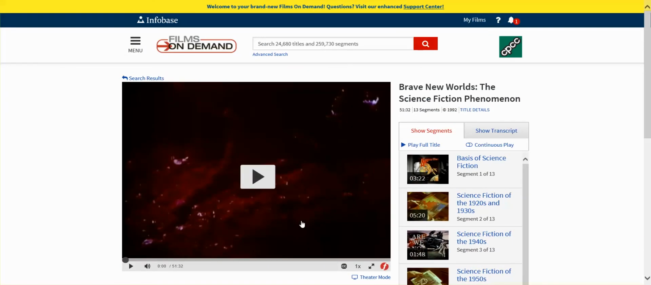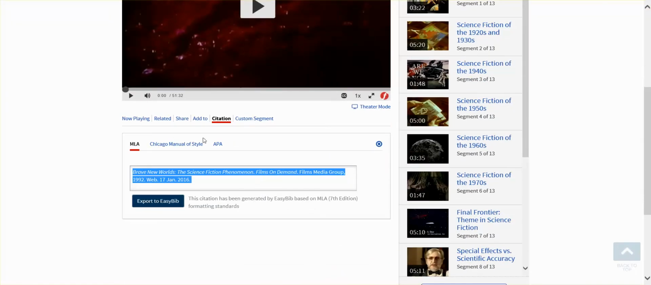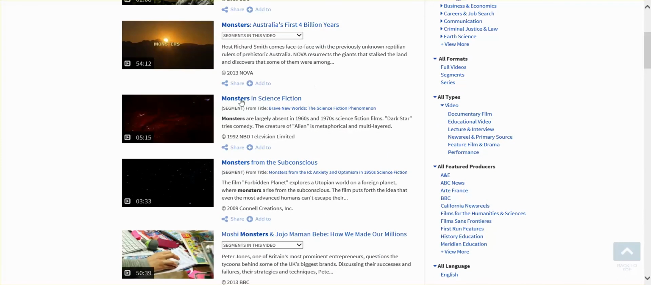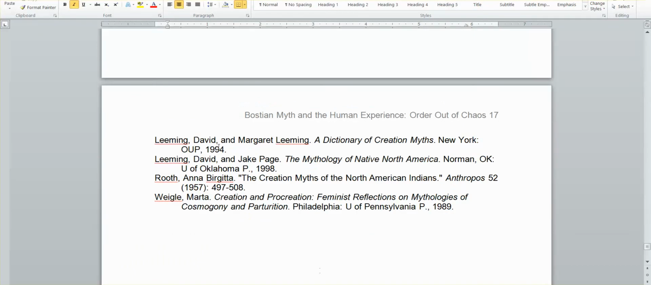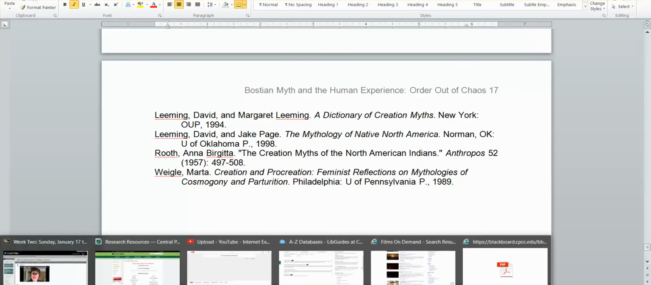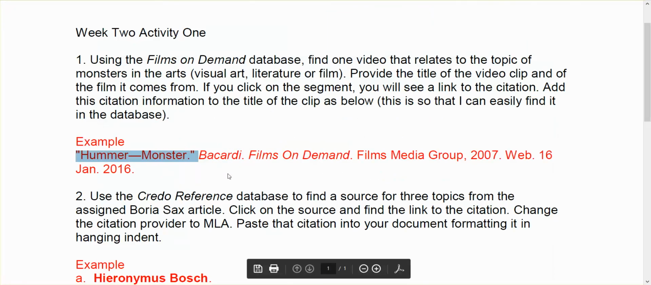I also need in front of that the name of this particular segment, right, which is not generally part of the citation. I'm asking additionally for that. And this one was called Monsters in Science Fiction. So in front of my citation there, I would also add that particular name. Okay, does that make sense? So I want all of the information so that I can find the particular clip that you were looking at.